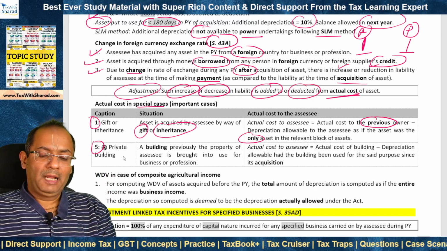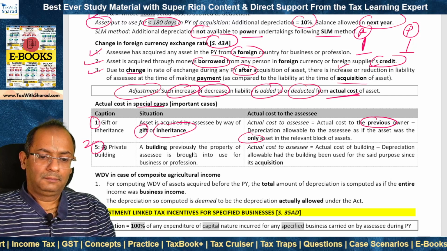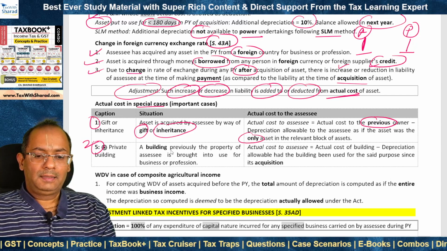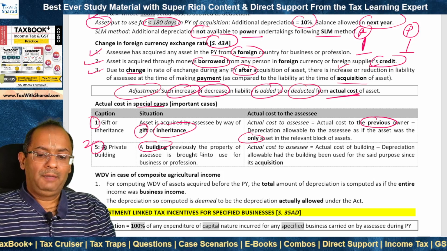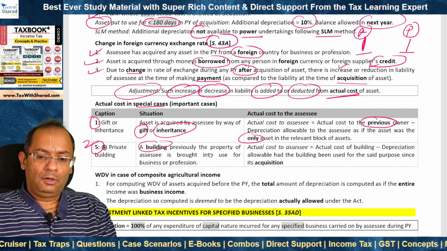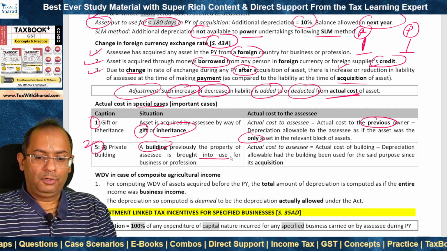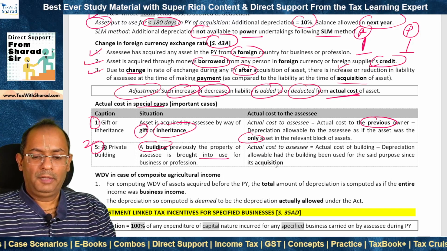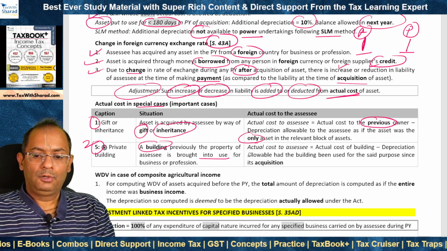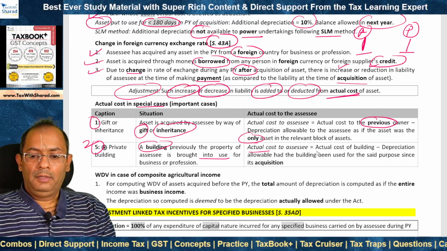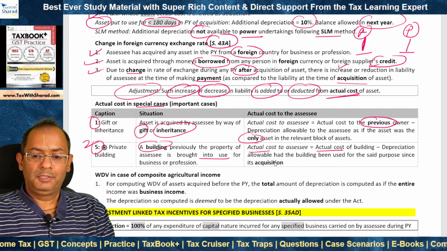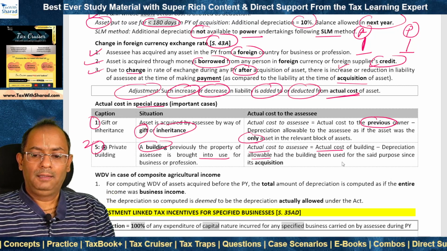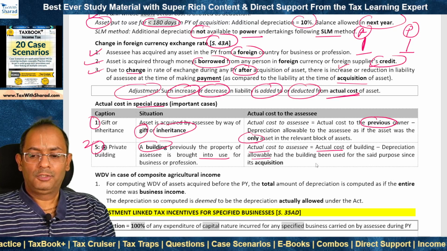Second is a case of a private building. This particular case applies in the case of a building which is a private building, not used for business or profession, but now it is brought into use for business or profession. So when it is so brought into use, its actual cost is what? It is the actual cost of the building minus notional depreciation. And what is that? Depreciation which would have been allowable had the building been used for business or profession since its acquisition.